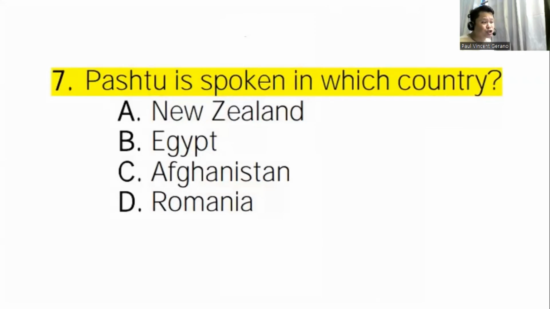Question number 7. Pashto is spoken in which country? A, New Zealand. B, Egypt. C, Afghanistan. D, Romania.